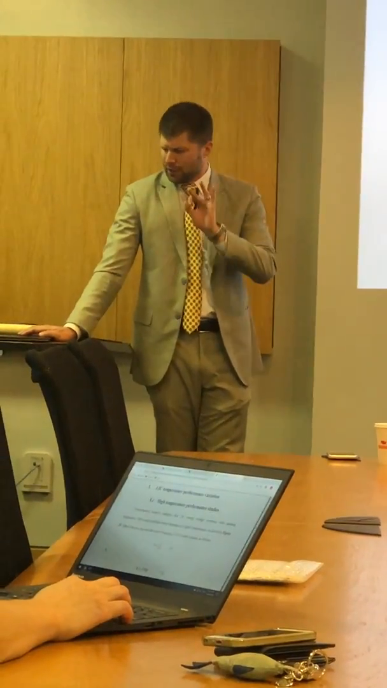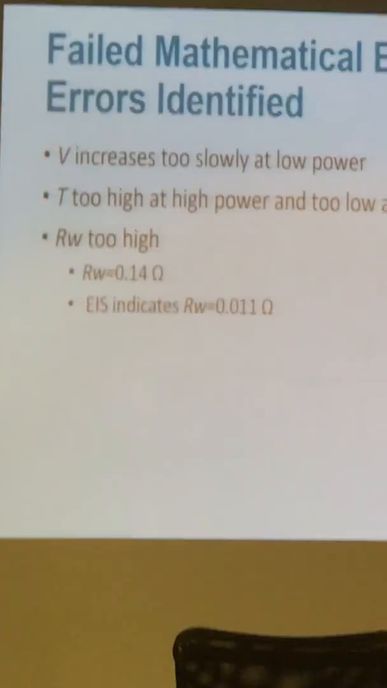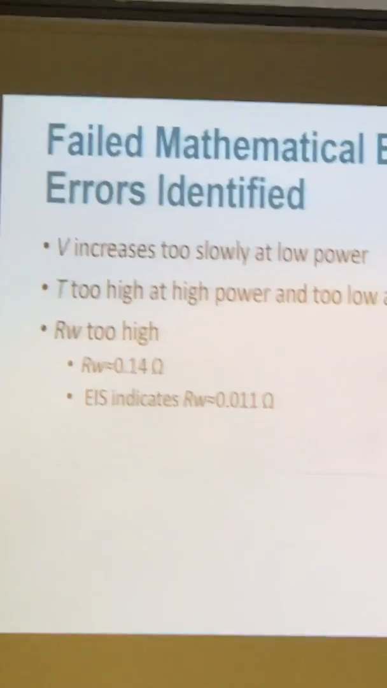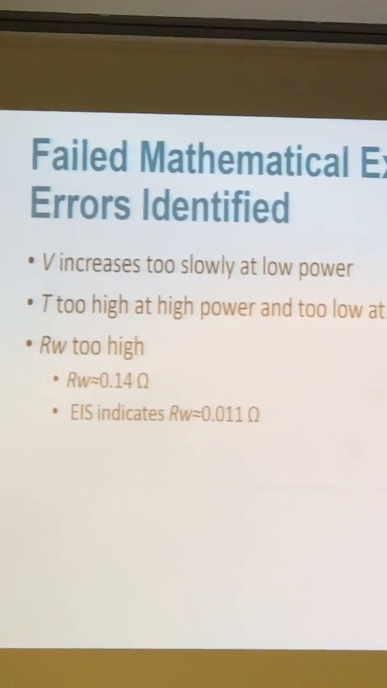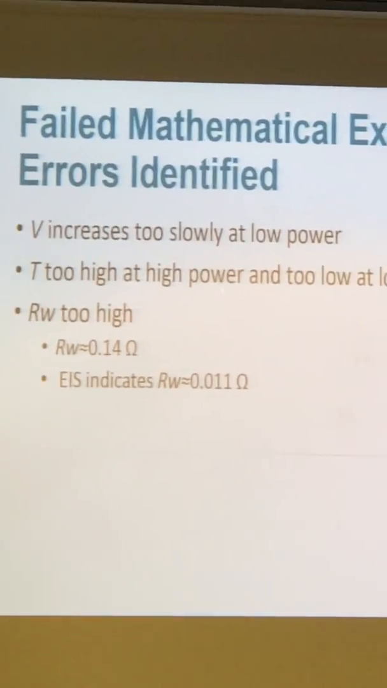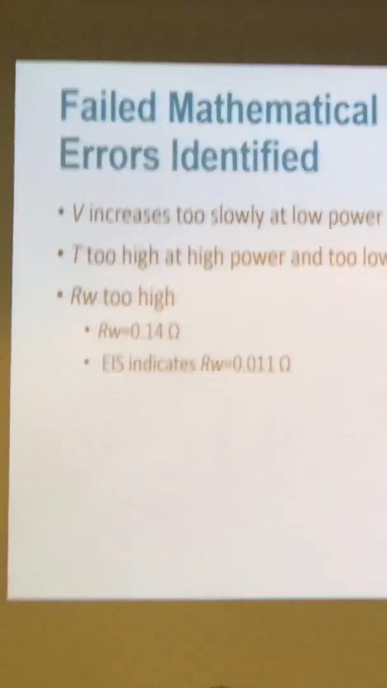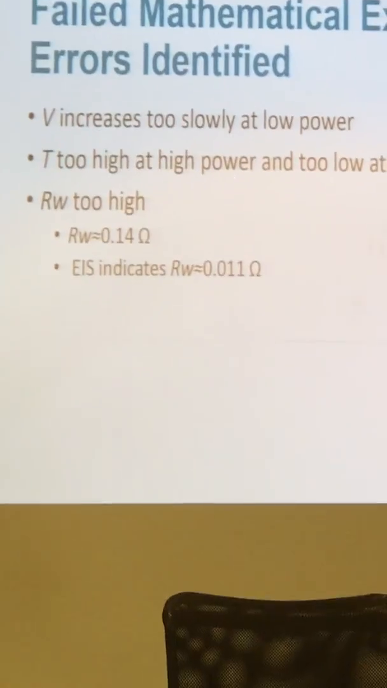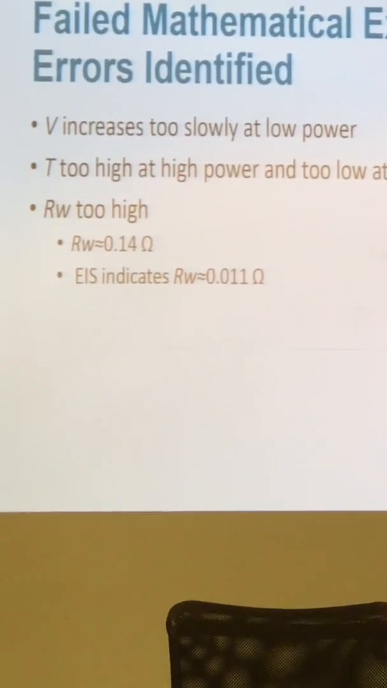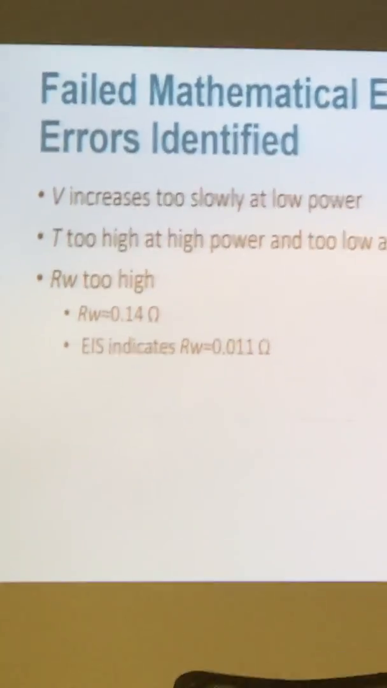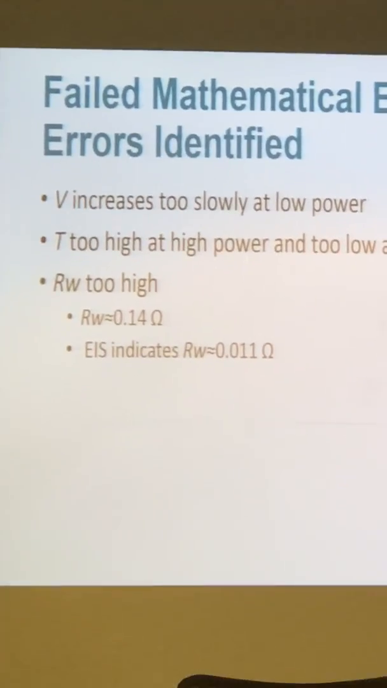The three problematic variables I had to look at were that voltage, first of all, increased too slowly at low power. Then temperature, those values were much too high at high power, but much too low at low power. And my Warburg resistance was an order of magnitude higher than my electrochemical impedance spectroscopy data indicated it should have been. So all three of these variables were suspect.